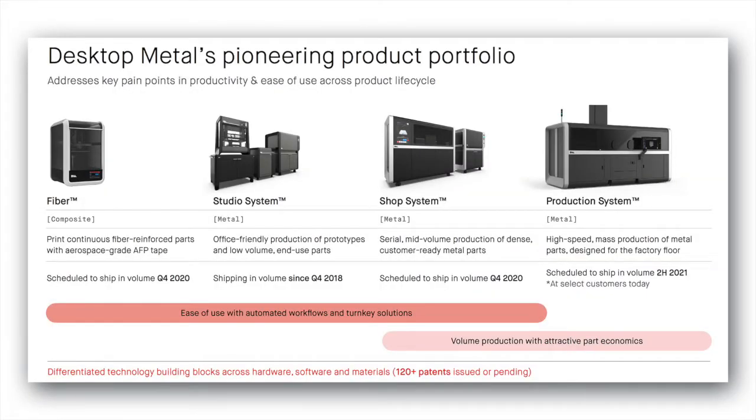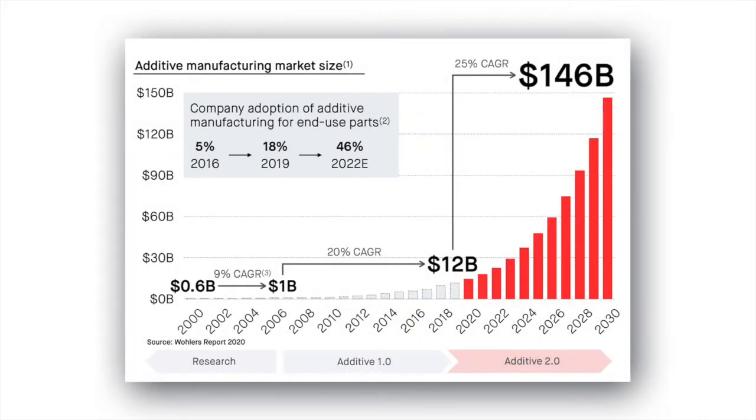Desktop Metal has four products. The Studio System was the first to launch. The Fiber System and the Shop System are also available now. And the Production System is planned for the second half of 2021. And the last one, I think, is also the most exciting one. I have lots of trust that this technology also will be applied on a big scale.